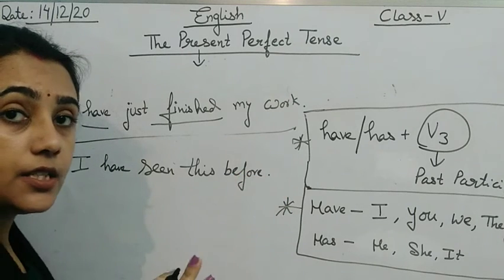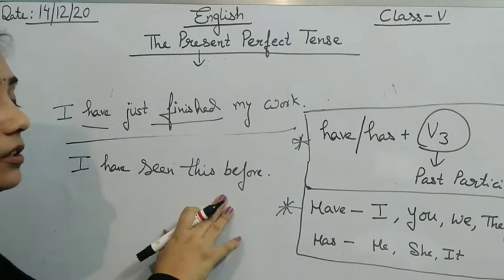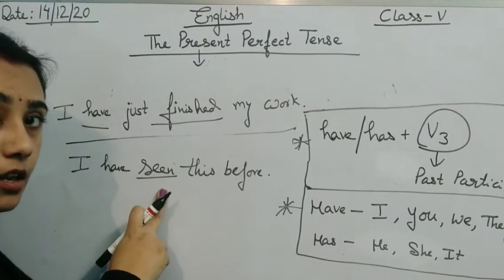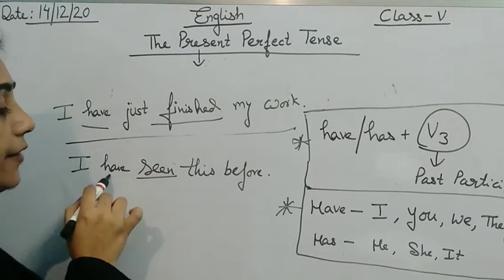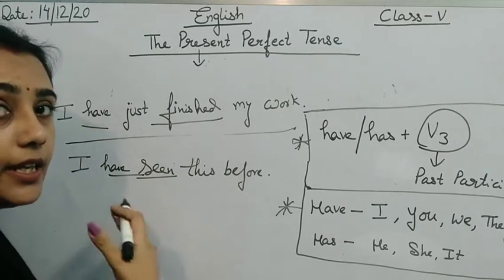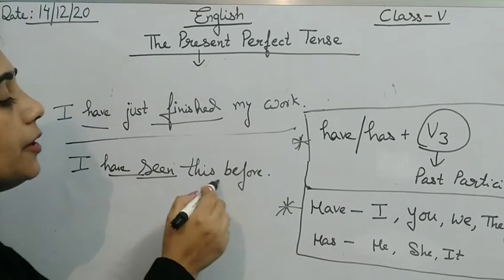I have seen this before. This action was already done in the past because he has already seen. "Have seen" means present perfect tense. But when he has seen, when I have seen, before.